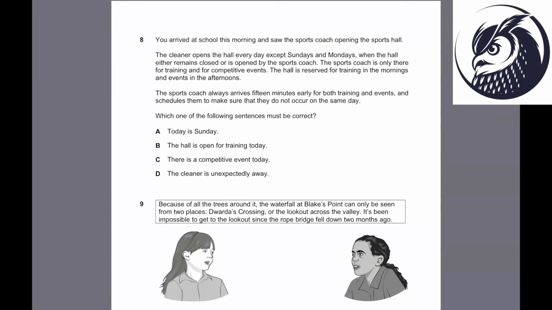So now let's look at question 8. Question 8 says, you arrived at school this morning and saw the sports coach opening the sports hall. The cleaner opens the hall every day except Sundays and Mondays, when the hall either remains closed or is opened by the sports coach. The sports coach is only there for training and for competitive events. The hall is reserved for training in the mornings and events in the afternoon. The sports coach always arrives 15 minutes early for both training and events and schedules them to make sure they do not occur on the same day. Which one of the following sentences must be correct?